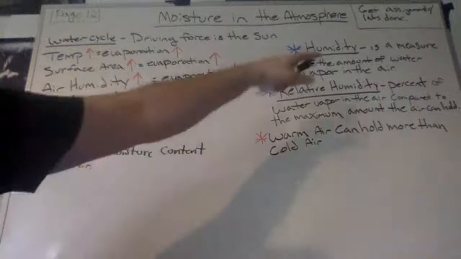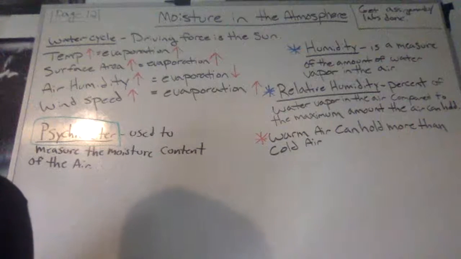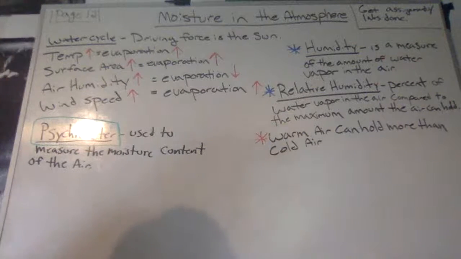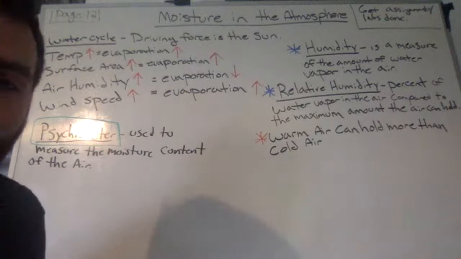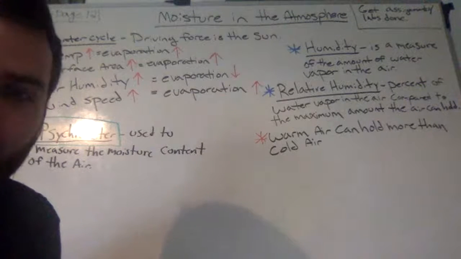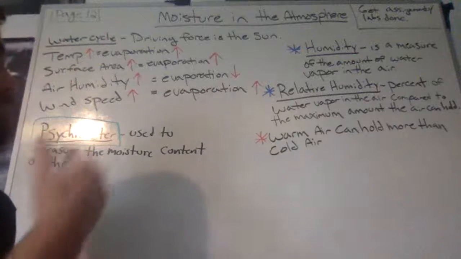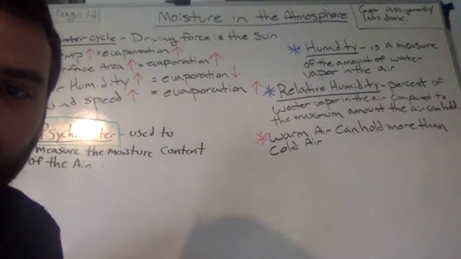So air humidity is the measure of the amount of water vapor in the air. If there is a lot of water vapor in the air, there's not room for more water vapor. So that's why nothing can evaporate after that.